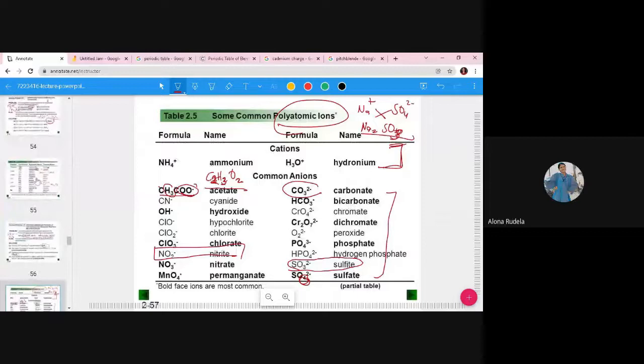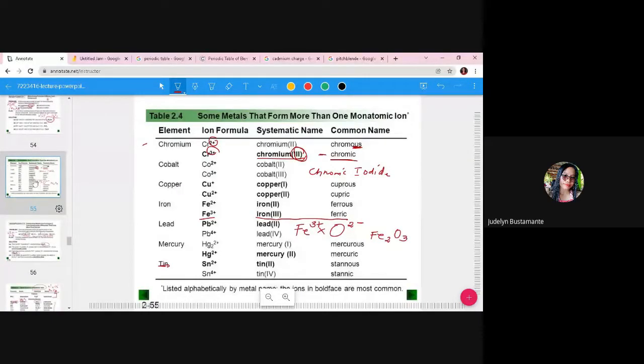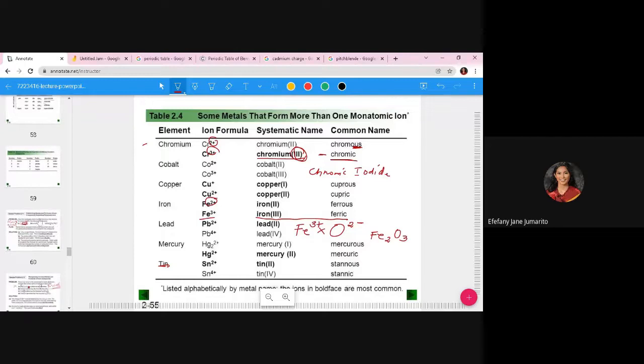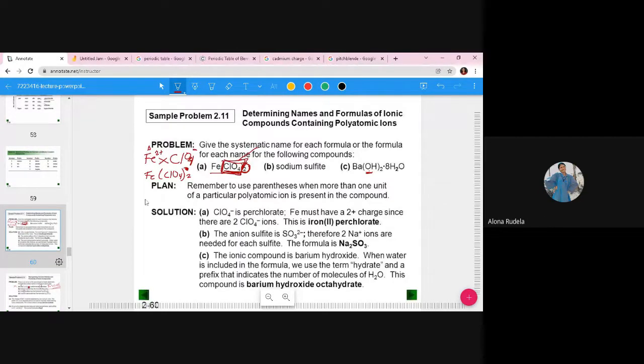What is its common name? Iron 3, ma'am? No, the charge is 2, so iron 2, ferrous. Ferrous is the common name, ma'am. Yes, common name, but they are asking for the systematic name. So we have iron 2 perchlorate. Okay, perchlorate.